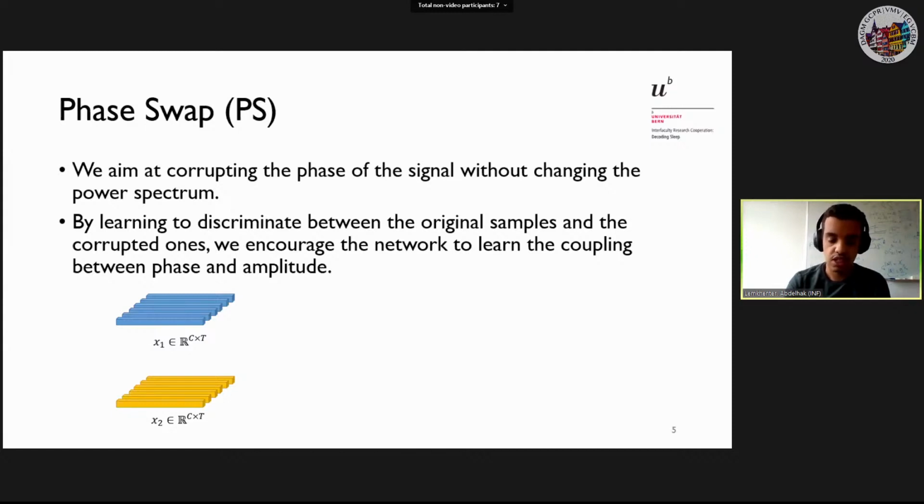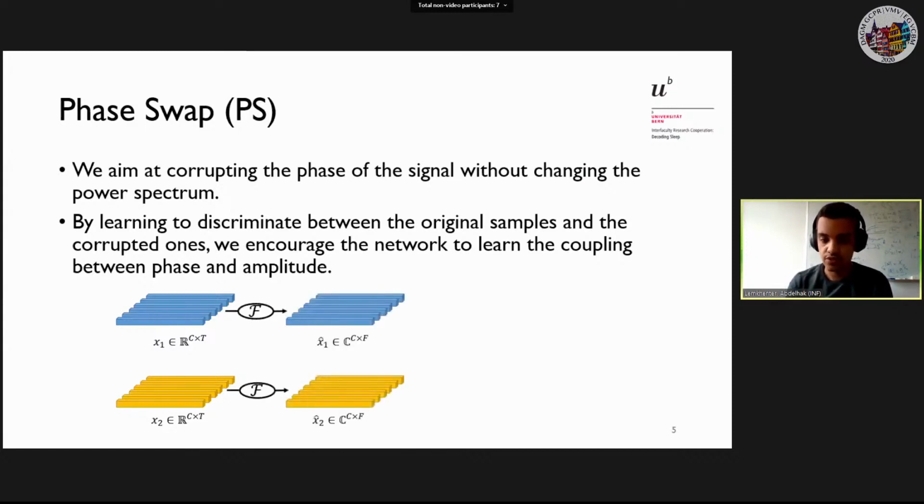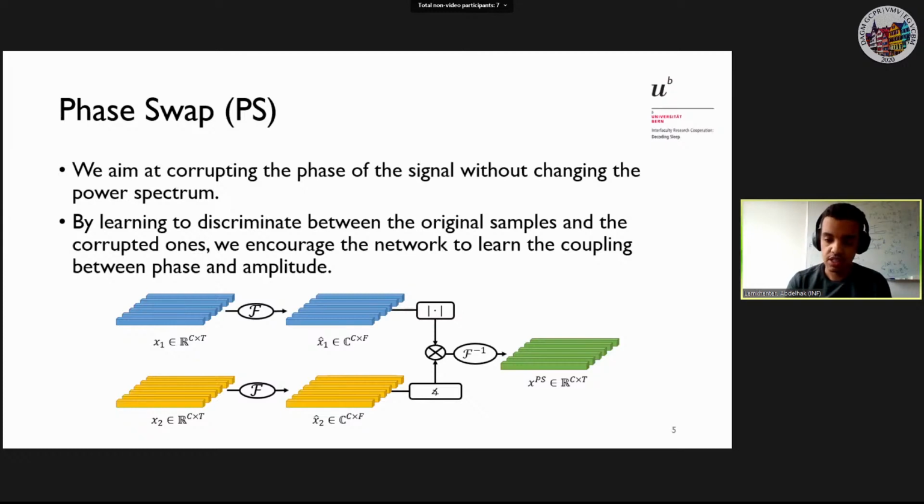Given two time series segments, x1 and x2, we compute their Fourier transform x1 hat and x2 hat. Then we take the amplitude information from x1 and the phase information from x2 and generate a new synthetic time series XPS. And we define the task as the following. We train a neural network to discriminate between real examples, x1 and x2 here, and synthetic ones, XPS. The hope is that by training a network on this task, it will learn the natural coupling between the phase and amplitude information.